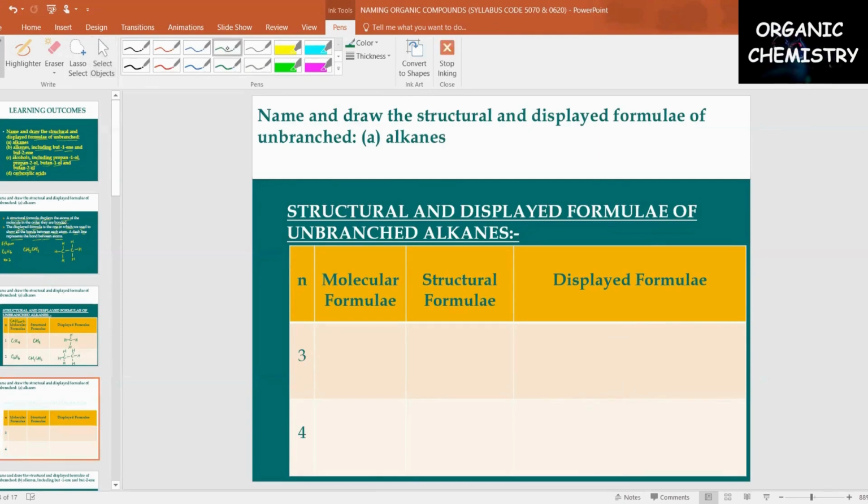Formula for more alkanes. Here the value of N is 3. So the molecular formula will be C3H8. Structure formula will be like this: CH3, CH2, CH3. Now for the displayed formula, there are 3 carbon atoms. So first of all, I'm going to draw the displayed formula for these 3 carbon atoms. 1, 2, 3. 1, 2, 3, 4. Now placing hydrogen atoms.